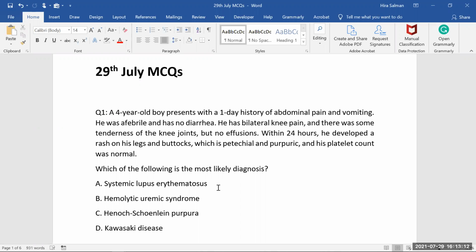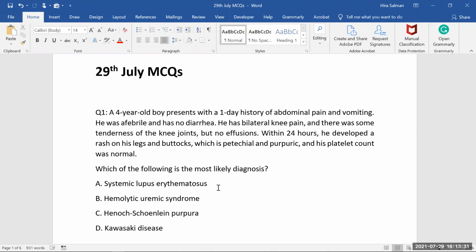So we have to think about that one. Of course, we will exclude SLE. Hemolytic uremic syndrome plus TTP: in TTP and hemolytic uremic syndrome, of course, diarrhea must be there because the presentation is Shigella and E. coli. They are responsible for this one.